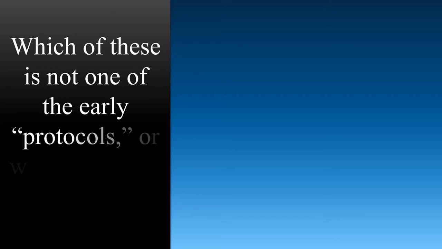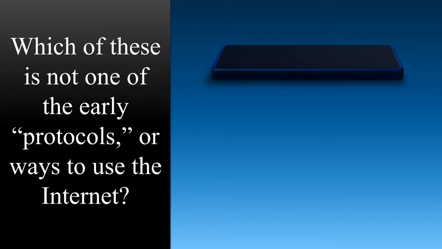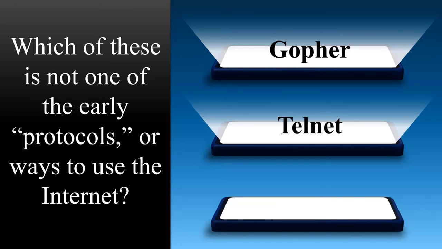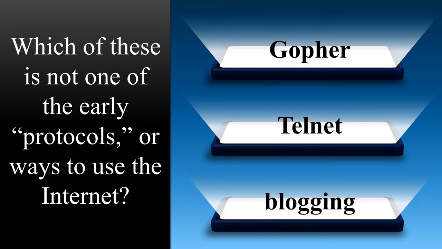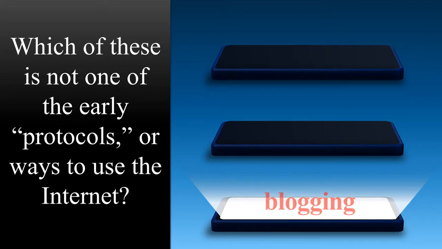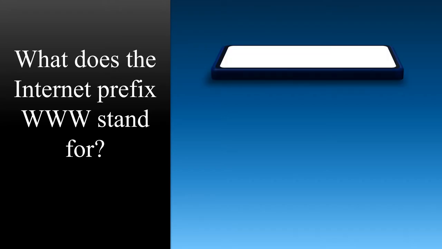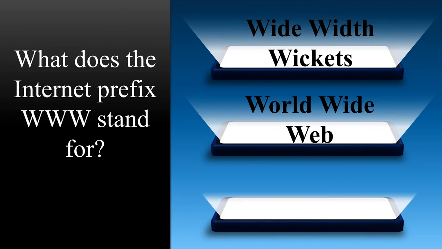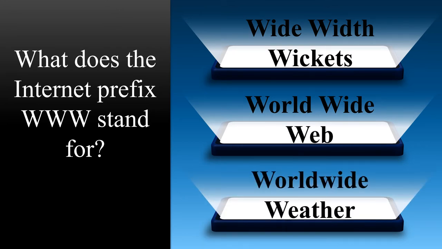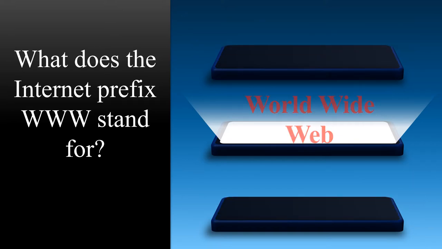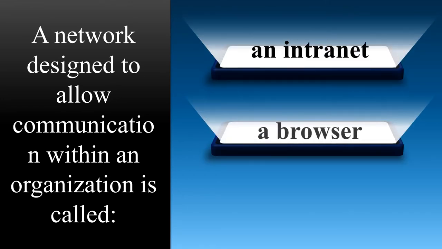Which of these is not one of the early protocols or ways to use the internet? Is it Gopher, Telnet, or blogging? What does the internet prefix www stand for? Is it wide width wickets, World Wide Web, or World Wide Weather? A network designed to allow communication within an organization is called, is it an intranet, a browser, or the internet?